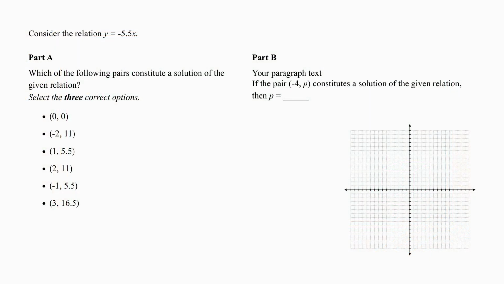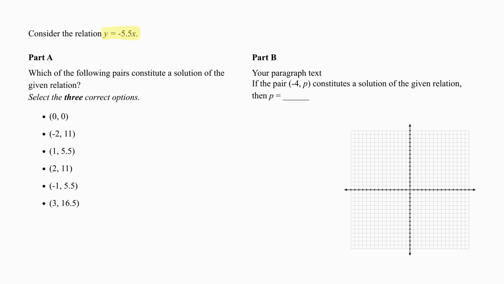Let's have a look at this algebra question. We are looking at a relation, which is another way of saying a rule that connects two numbers, x and y. Our rule is y equals -5.5x. This means that to find y, you just multiply your x value by -5.5.